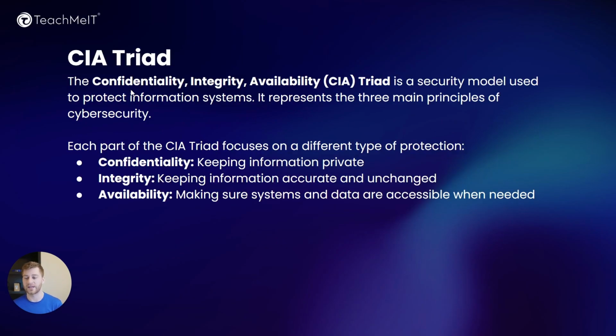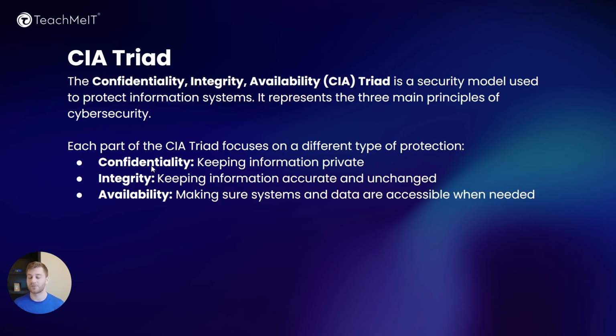Let's first talk about the CIA triad. The CIA triad is made up of confidentiality, integrity, and availability. It's a security model used to protect information systems and information technology in general. It represents three main principles of cybersecurity. Now, one thing to note, this is not the CIA or Central Intelligence Agency in the United States. This is more of a cybersecurity concept.